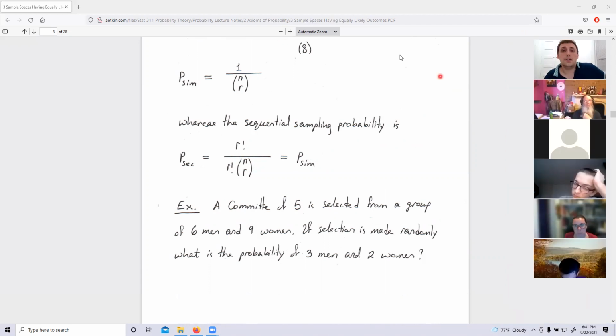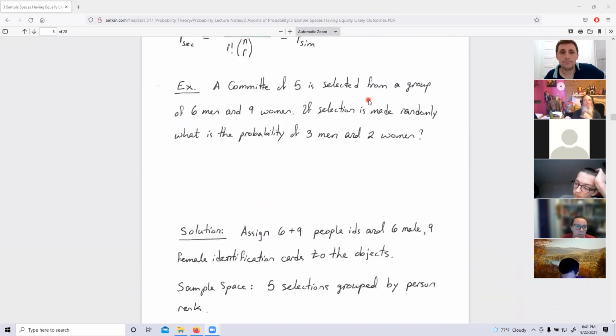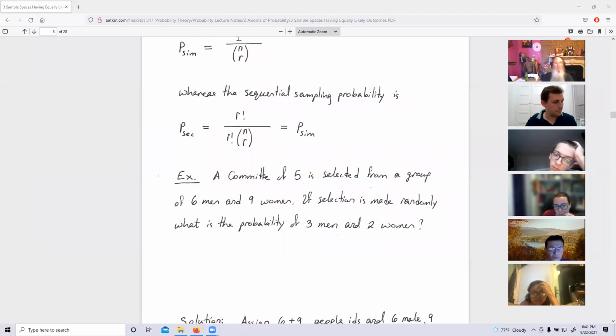So here is another question. A committee of 5 is selected from a group of 6 men and 9 women. If selection is made randomly, what's the probability of 3 men and 2 women? Would you like to answer it before I do? Go ahead, calculate fast.